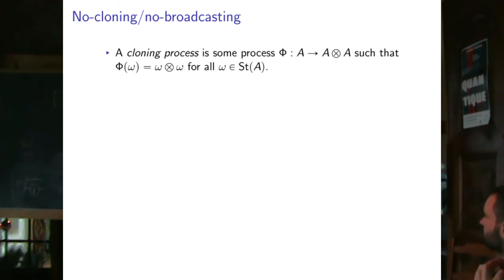Okay, so a cloning process is a process that goes from a single system to two copies of the system that maps each state to two copies of the state.